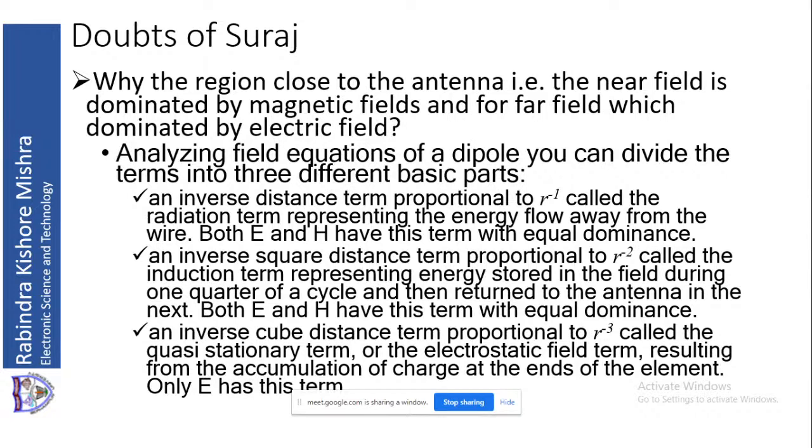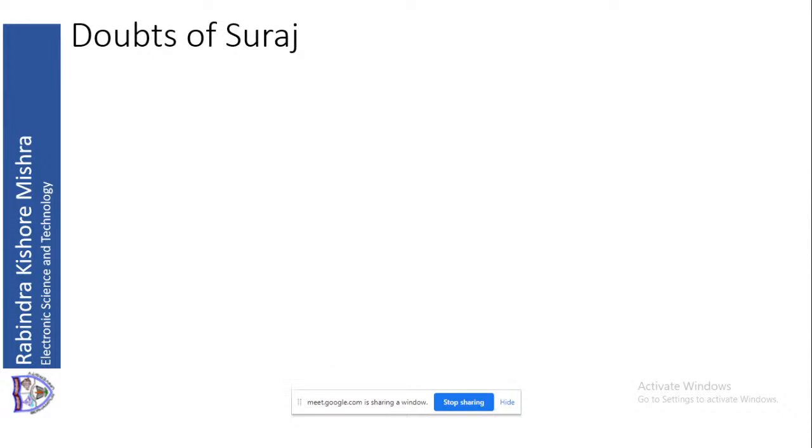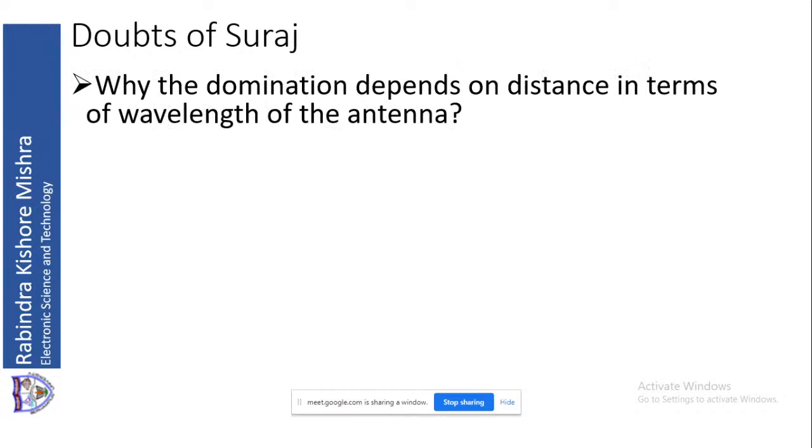So I hope that you have understood what we discussed up to now. So this part is clear, I think. Then I'll come to the next question that Suraj asked. The next question is why the domination depends on distance in terms of wavelength of the antenna.